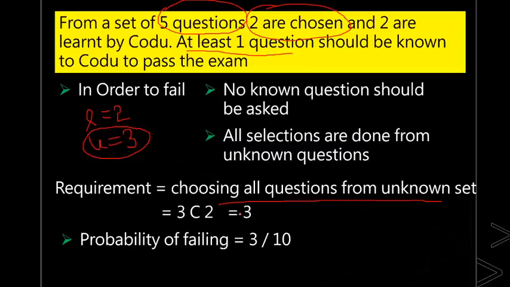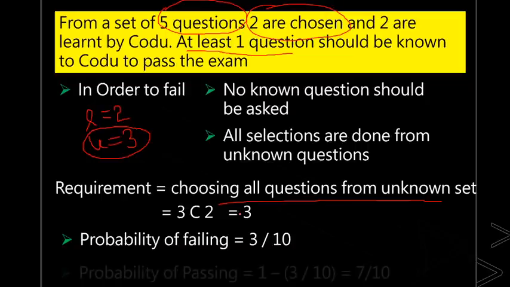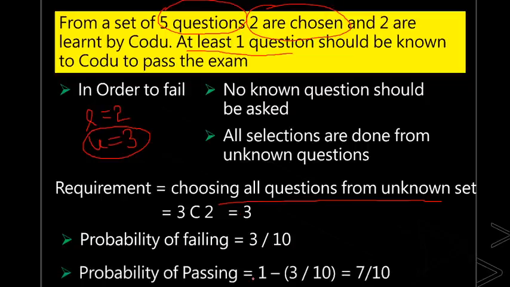Probability of passing is, what do we know? Sum of probabilities is 1. So probability of passing is 1 minus probability of failing, right? Probability of passing is 1 minus probability of failing, which is 7 by 10. This is the answer we got all the time. But if you look at this time the calculation is simplified.